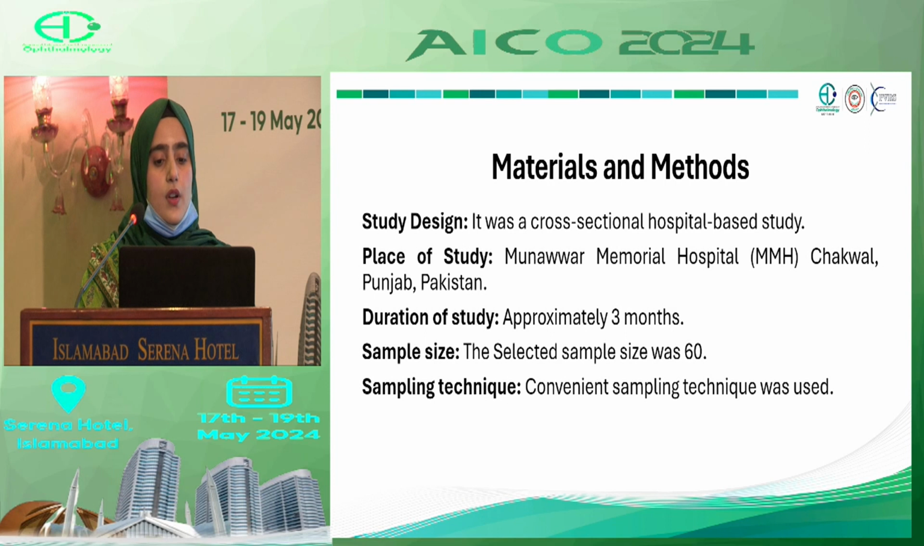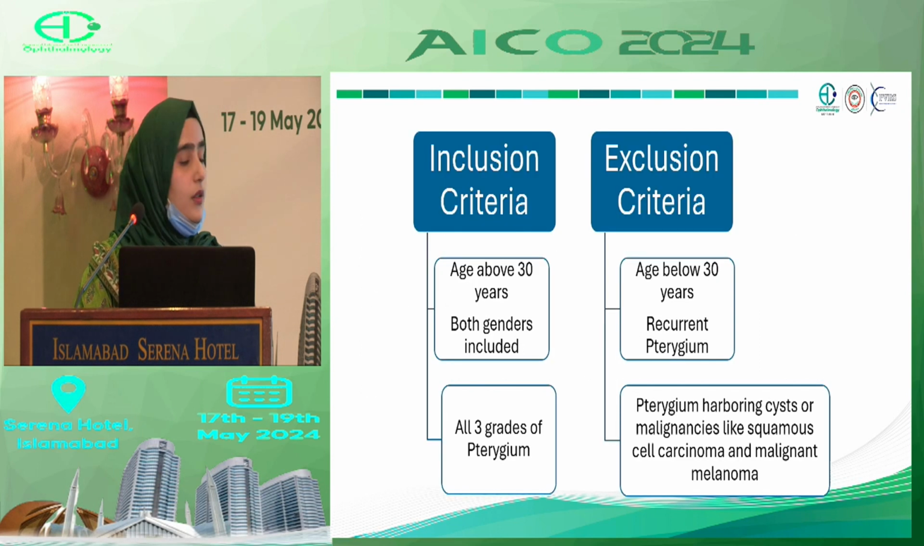Study design was a cross-sectional hospital-based study. Place of study was Munawar Memorial Hospital, Chakwal. Duration was approximately 3 months. Sample size was 60 and a convenient sampling technique was used. Here are the inclusion and exclusion criteria. I included patients above age 30 years, both genders, and all 3 grades of pterygium. I excluded patients below 30 years, recurrent pterygium, and pterygium retaining any cyst or malignancies like squamous cell carcinoma and malignant melanoma.